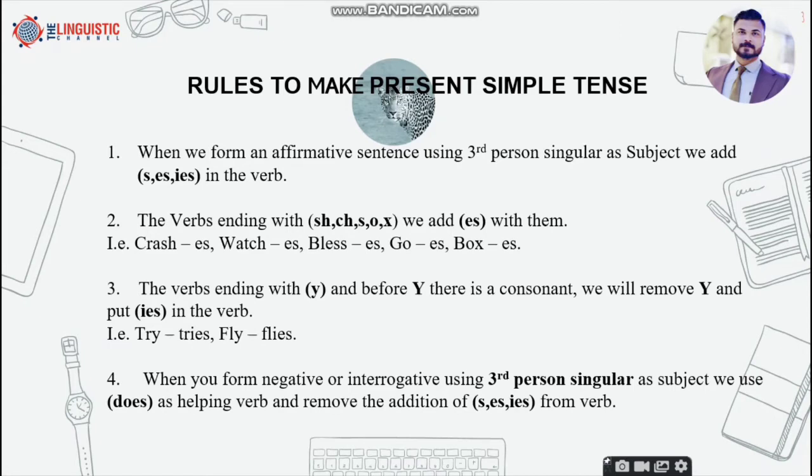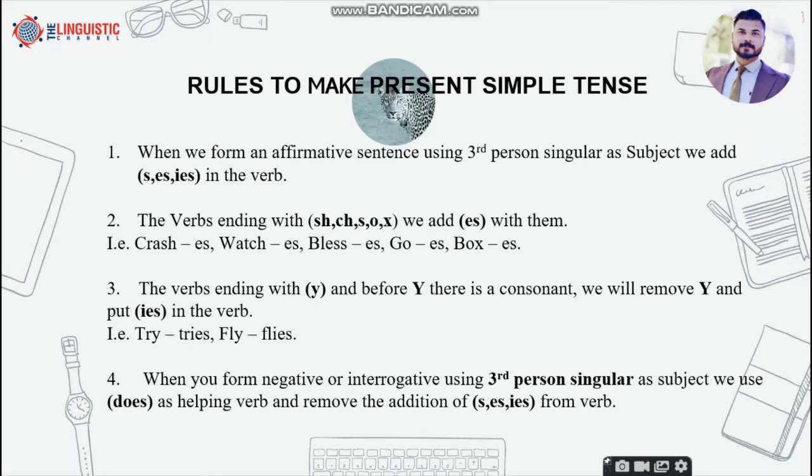ठीक है, तो जिन verbs के आखिर में Y आएगा और Y से पहले consonant होगा तो हम Y हटा के IES लगा देंगे, और अगर Y से पहले vowel होगा, that you call it vowel, which is the wrong pronunciation, right? तो हम क्या करेंगे, हम simple S लगा देंगे, like we do it with play, P-L-A-Y-S. The fourth rule, when we form a negative or interrogative, जब हम सवालिया या इनकारिया जुमला बनाएंगे third person singular के साथ as subject, ठीक है, so we use does as helping verb and remove the addition of s, es and ies from the verb.